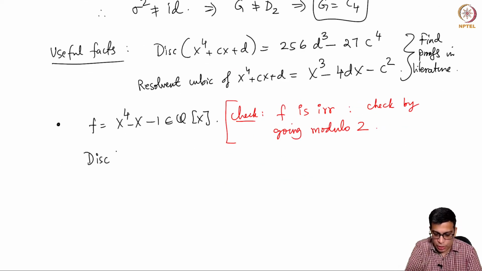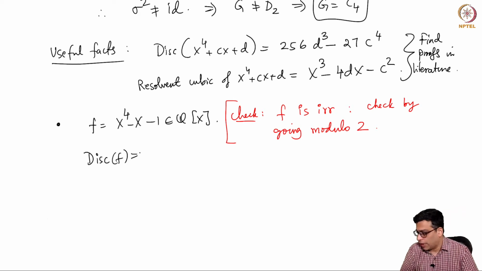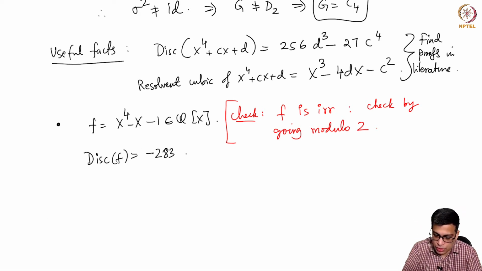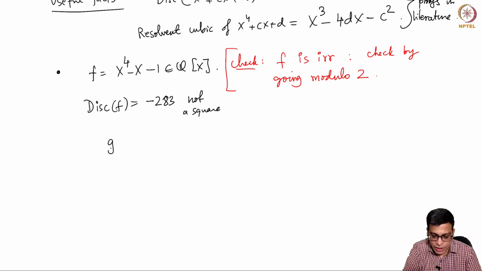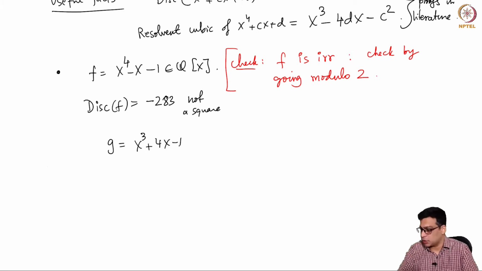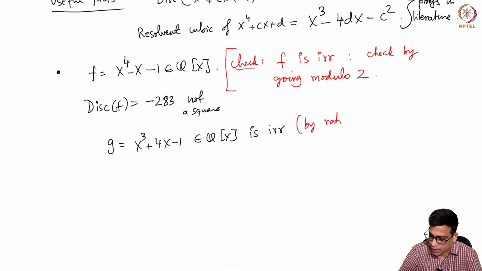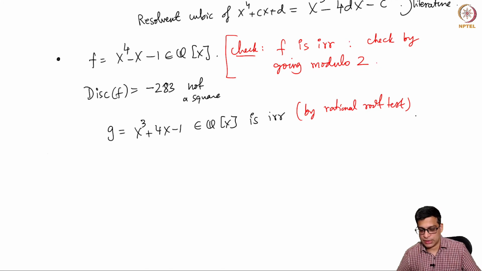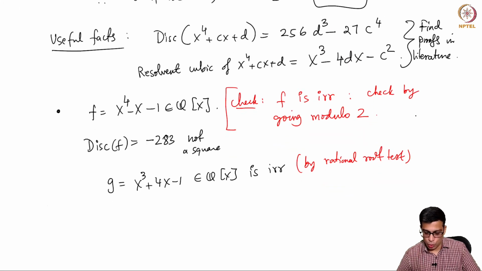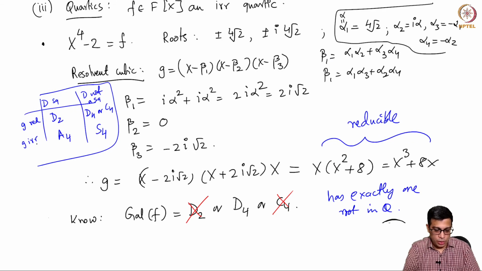The discriminant you can compute using this formula here happens to be minus 283. So this is not a square because it's a negative number. And G, the resolvent cubic, happens to be x cubed plus 4x minus 1. This also you can check is irreducible. I will let you check this by, for example, the rational root test. Here any root must be 1 or minus 1, but neither of those is a root. So there are no roots, it's a cubic polynomial, so it is irreducible. So we have G irreducible and D not a square, so it must be S4.